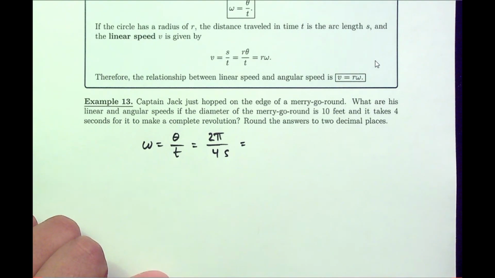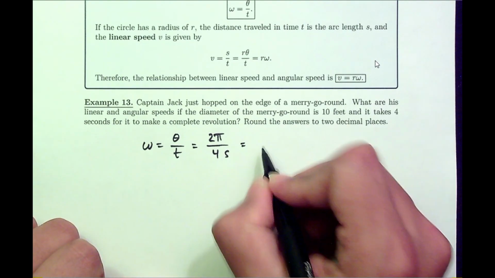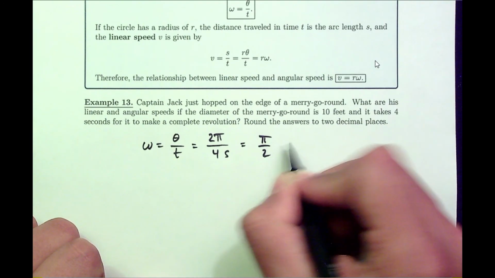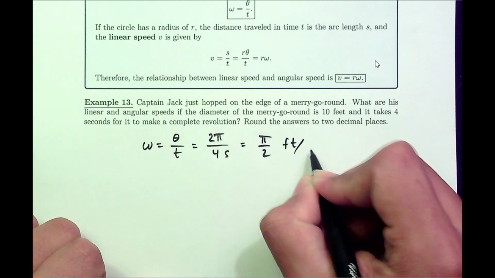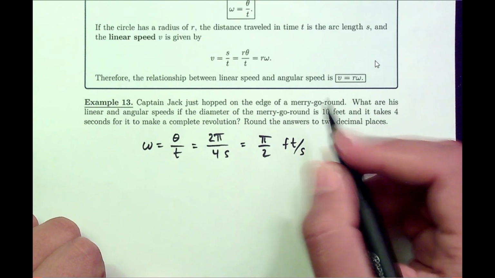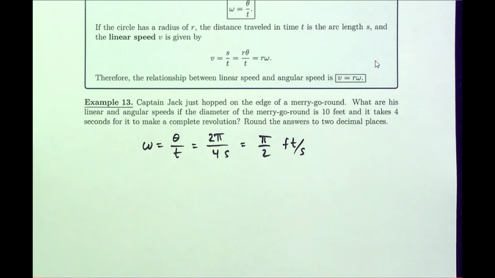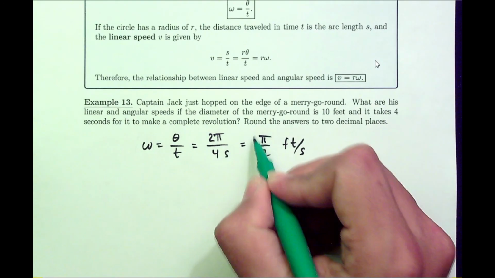So that is it. Let's simplify this. This simplifies to pi over 2. And what are the units on the top? Feet. And the units on the bottom? Seconds. That's it. That's the angular speed.